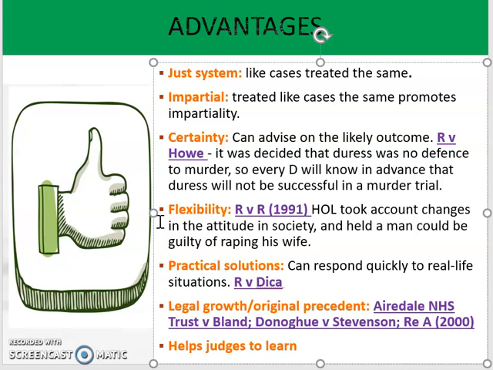And we will see in a later slide that a disadvantage of precedent is that it can actually make the law quite rigid. But there's always two sides to the story. Here we're arguing that precedent actually allows for a bit of flexibility. Now, in the case of R v R, the House of Lords made the decision that a man could be guilty of raping his wife. Prior to that case, marital rape was not a crime.